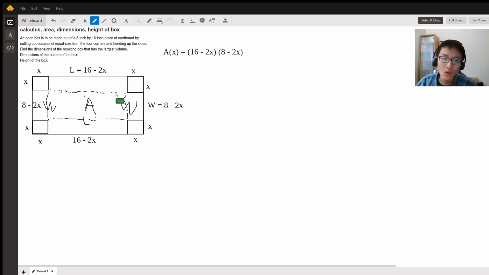Now, what's the height? Try to imagine it visually: when you fold all these, the length here will be the height. So that will be x. Therefore, since volume is the area of the base times the height, the volume will equal the base area here times the height. Now, notice that this x we can simplify. We can just distribute the x into either one of these. Here, we're going to distribute the x into 8 minus 2x. All right, so now we have a volume equation here.